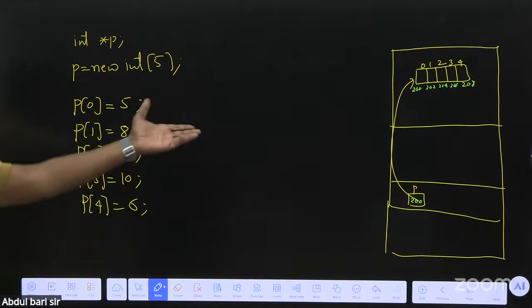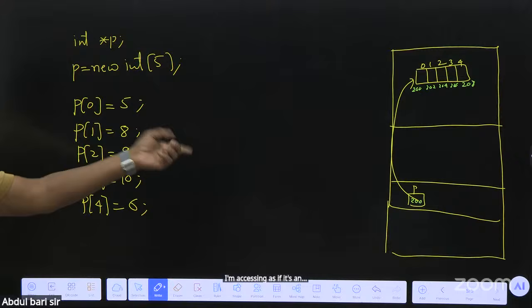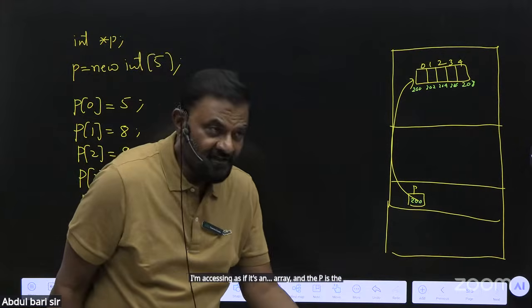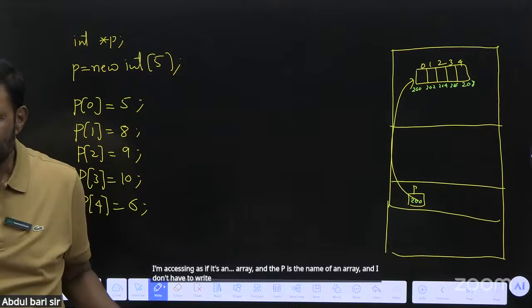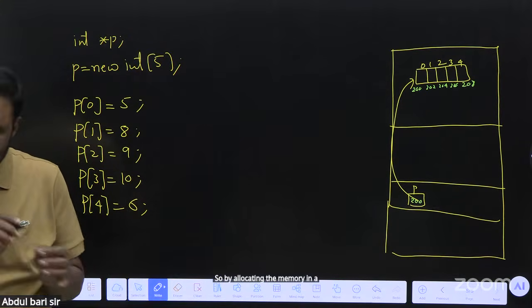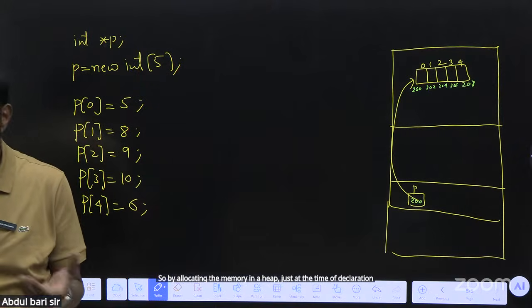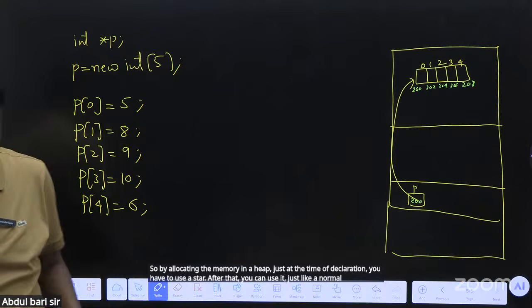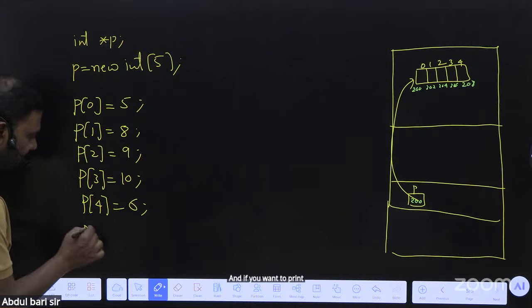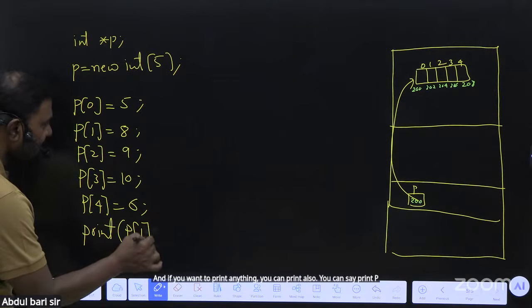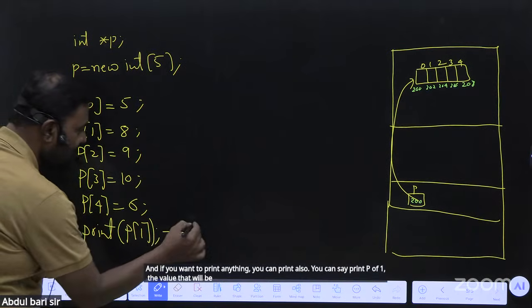I'm accessing as if it's an array. And P is the name of an array. And I don't have to write stars or anything. So by allocating the memory in the heap, just at the time of declaration, you have to use a star. After that, you can use it just like a normal array. And if you want to print anything, you can print also. You can say print P of 1. The value that will be printed is 8.